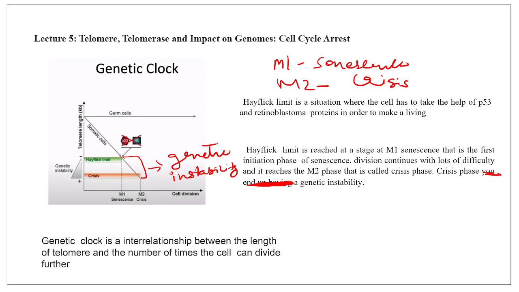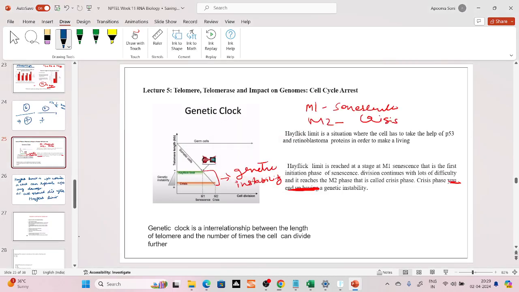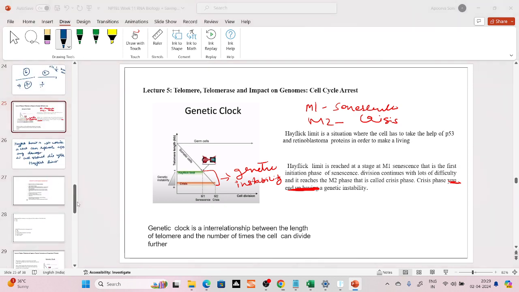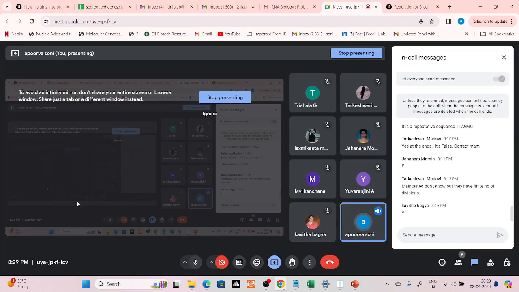Okay. So is this concept of genetic clock clear to everybody? Yes or no? Just tell me. Is this concept of genetic clock clear to everybody? Shall I proceed further? Okay. Fine.